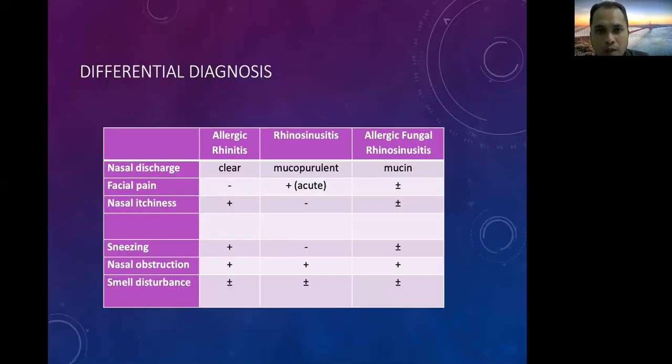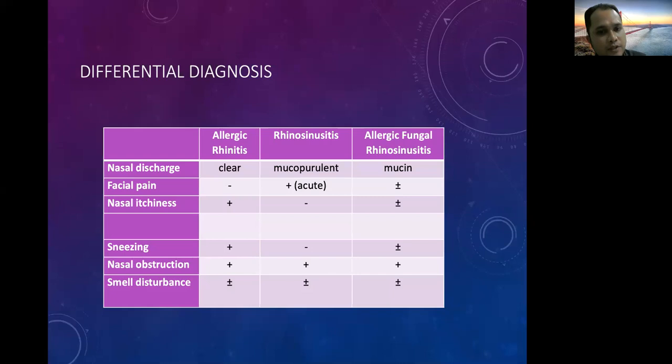Okay, so we can differentiate allergic rhinitis from rhinosinusitis by looking at the nature of the nasal discharge. In allergic rhinitis, the nasal discharge is watery and clear. In rhinosinusitis, it could be purulent. In allergic fungal rhinosinusitis, it is mucin nasal discharge.